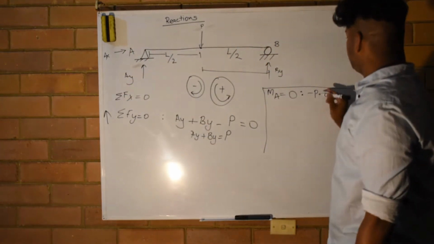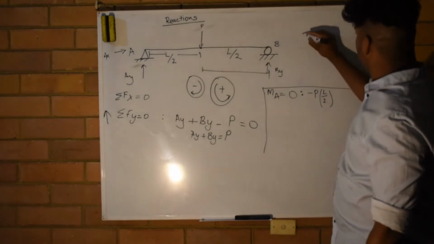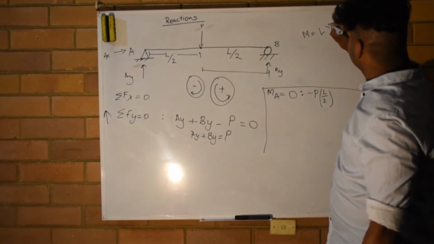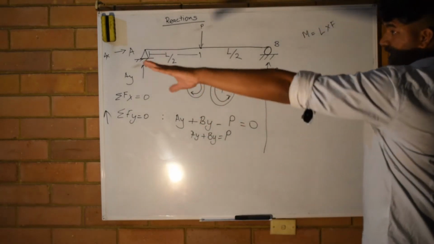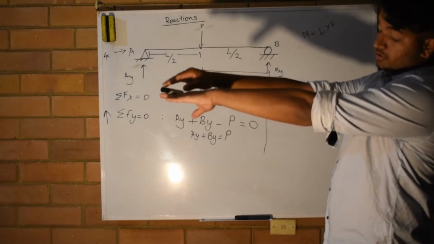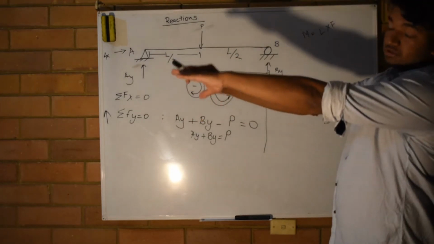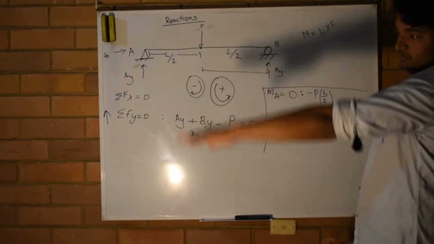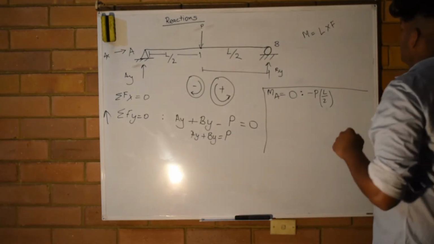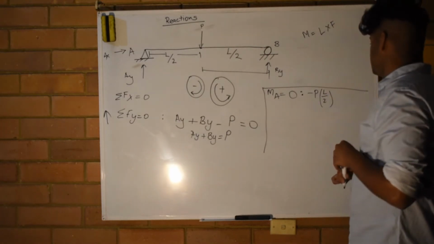So, negative P at distance L over 2, because remember, moment equals length times force. If I have a load here on the farthest end of my arm, that's where the max moment is. The max moment won't be on here. Moment equals torque, and torque comes from physics, which you should already know.